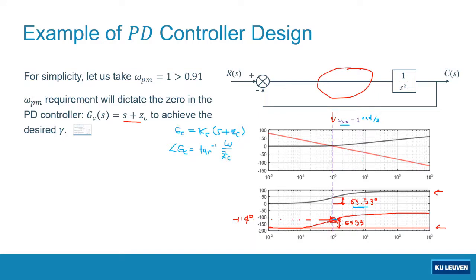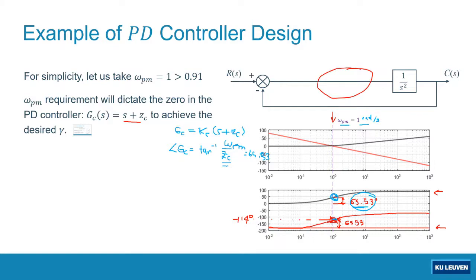From this requirement, it says that when the frequency is equal to the phase margin frequency, if the frequency is equal to 1 radian per second, the angle should be equal to 65.53 degrees. So from here, I can define what the required ZC is. So that is the idea on how to design ZC in my PD controller.